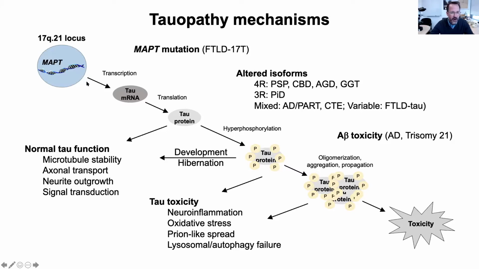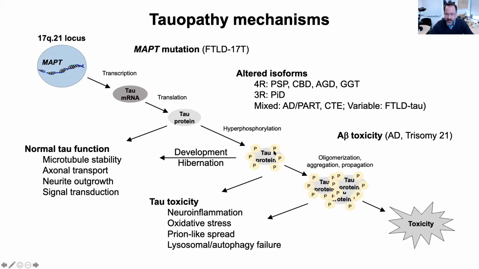The tau protein is encoded by a single gene on chromosome 17, MAPT, and it gives rise to multiple mRNA transcripts that are alternatively spliced, giving rise in the brain to 6 predominant isoforms. These different tau isoforms have different functions, and they normally play a role in microtubule stability, axonal transport, neurite outgrowth, and signal transduction.